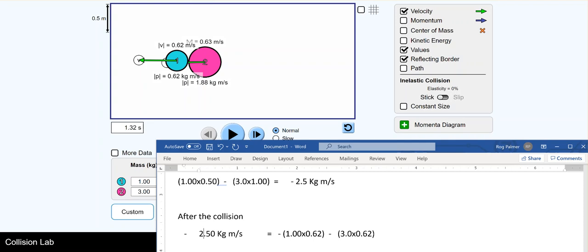You'll have some where I won't give you one of these values, and you'll have to calculate for one, like a velocity or mass or something. All right, that's how you do them.